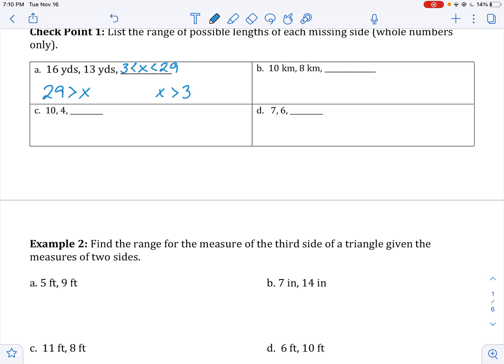All right, let's try that one more time, and then I'll show you the shortcut that you can use. So 10 and 8, if I add those up, that must be bigger than my third side. But if I added up 8 and x, those two sides must be bigger than my third side of 10. So if I subtract 8 from both sides, x has got to be bigger than 2.